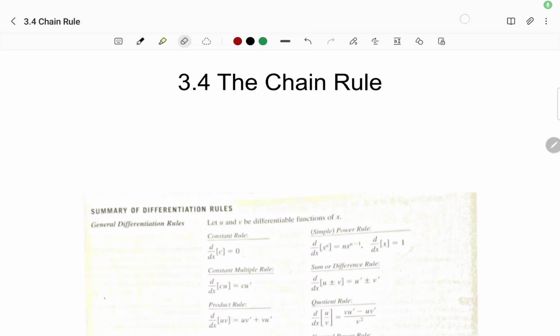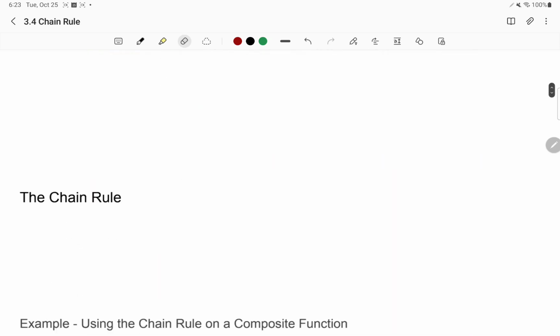In this video, we're going to be taking a look at 3.4, which talks about this thing called the chain rule. It's very important that you understand all of the other rules that we've talked about so far, especially the product and quotient, as we work on the chain rule. So let's go ahead and begin.